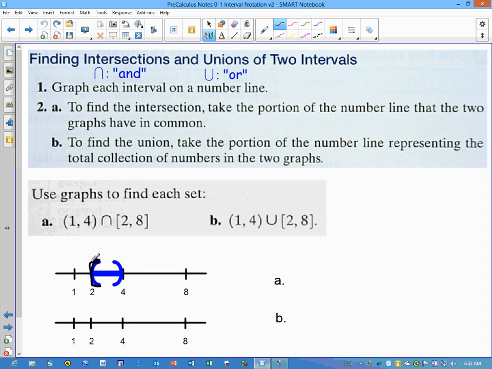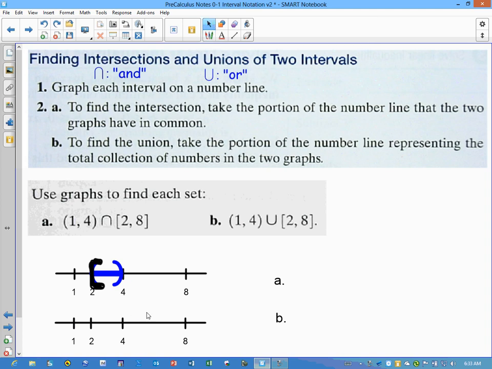because notice how 2 is included in this set, and also it is included in this set as well. So we should have included 2 here. I'll make a little adjustment. So it includes the 2. It does not include the 4 though, because the 4 is not included in this interval. 4 is in this interval, but it's not included in this interval. You do have to be careful about your endpoints.